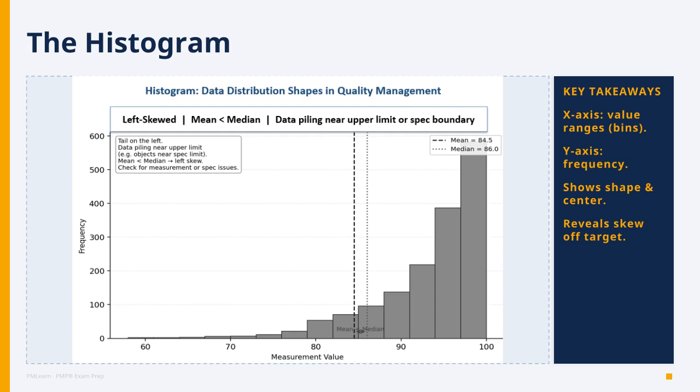Is the data piled symmetrically around a target? Is it skewed to one side? Is it wide and scattered, or tight and consistent? In this example, the distribution is left skewed. The data piles up near the upper limit, with a tail trailing off to the left, and the mean sits below the median. That shape is a signal. The process may be pressed against a specification boundary and isn't cleanly centered on target. The histogram is how you see that at a glance.